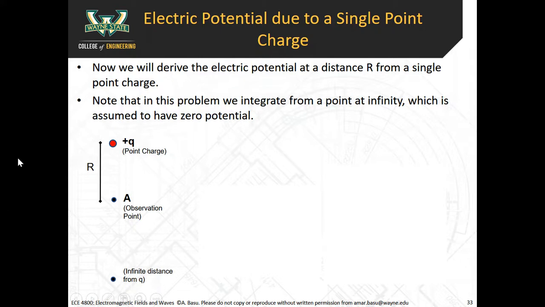So P2, this is P2. P2 is pretty close to the charge. And then P1 is infinitely far away. So if it's infinitely far away from the charge, what's the potential going to be? It's going to be 0.